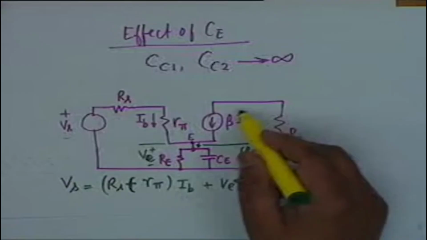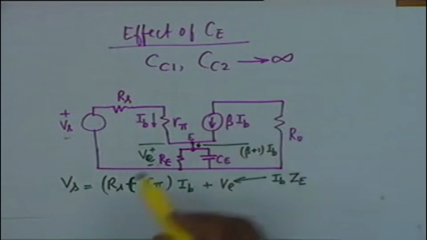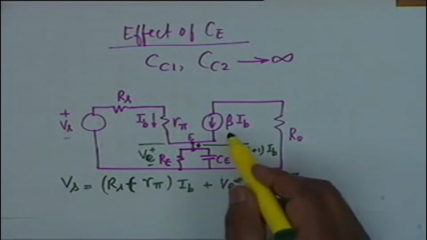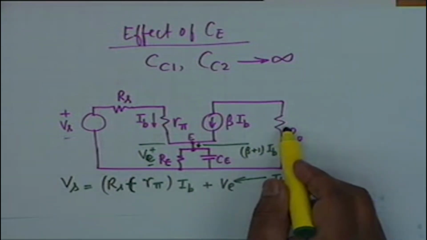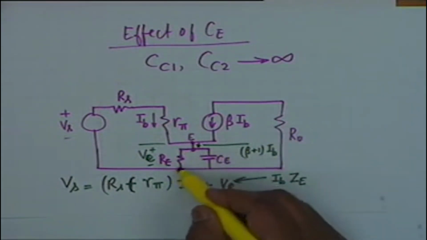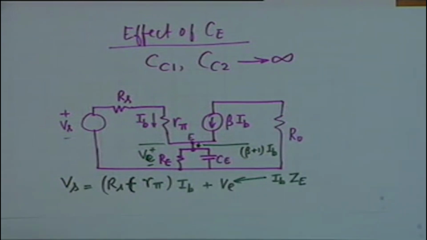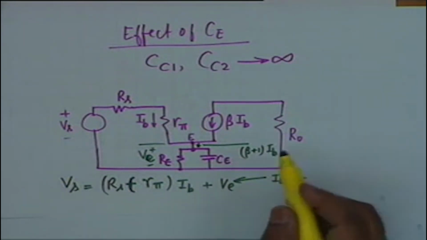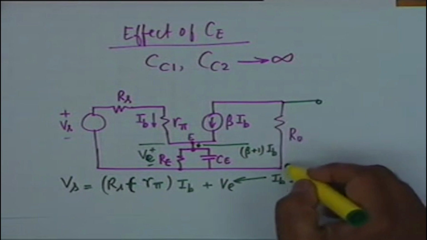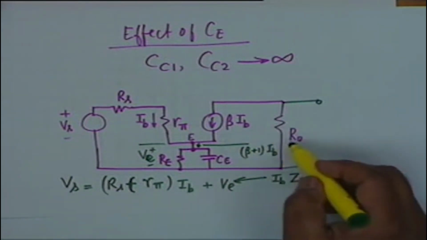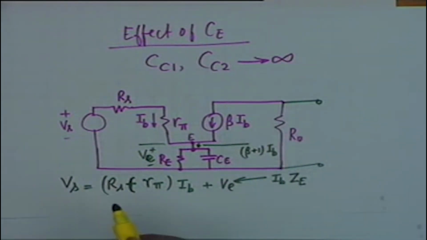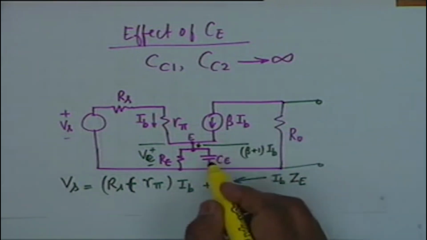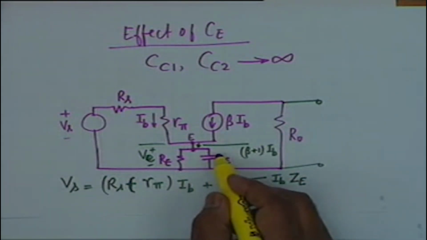Now let us look at the output circuit. Have I really decoupled? Interestingly enough, you notice that in the output circuit there is a current generator beta IB in series with a resistance R0 and this parallel combination of RE and CE. Now what would be the voltage across R0? It would be simply minus beta IB R0, and therefore this is independent of what I connect here.